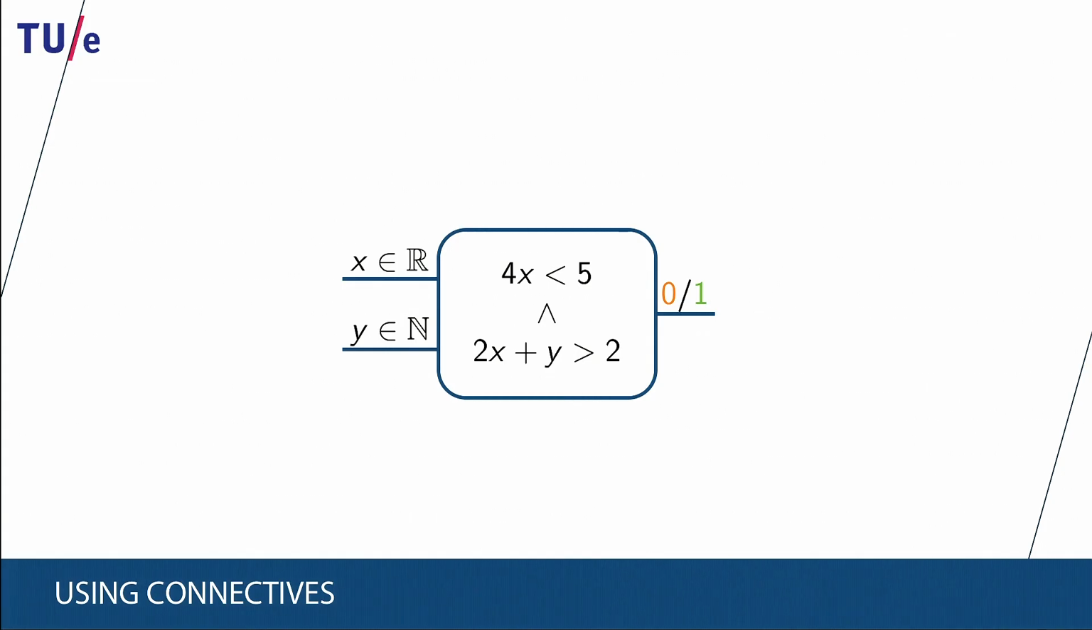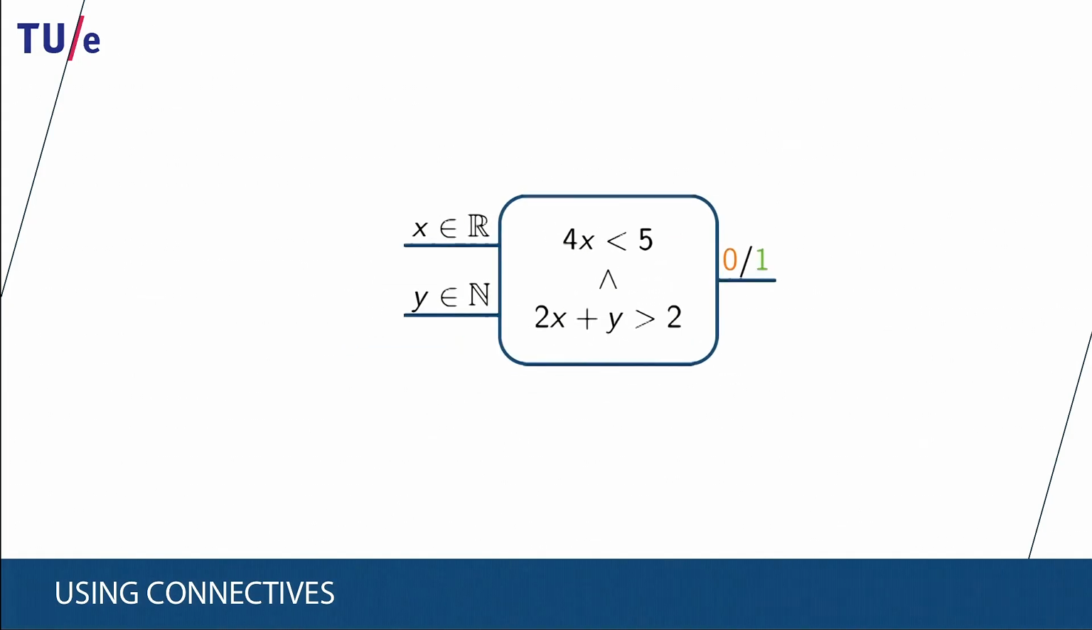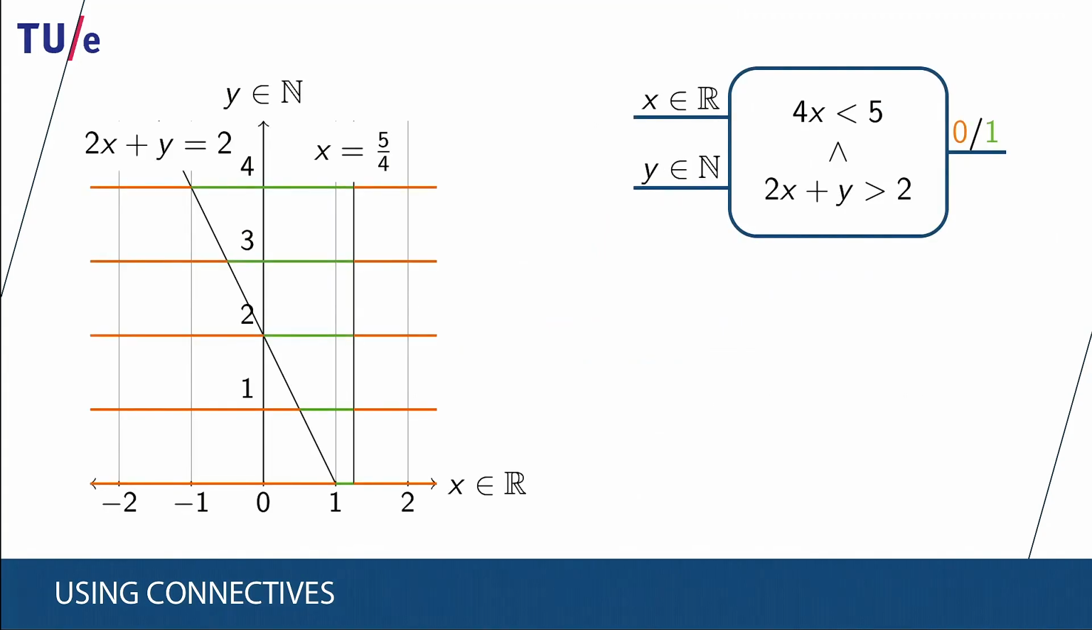For instance, we can combine the 2 predicates 4x less than 5 and 2x plus y is greater than 2 using a conjunction, as you see over here. The resulting binary predicate can be visualized again with a graph. The graph combines the requirements that 4x should be less than 5, and hence x should be less than 5/4, and furthermore, 2x plus y should be greater than 2.